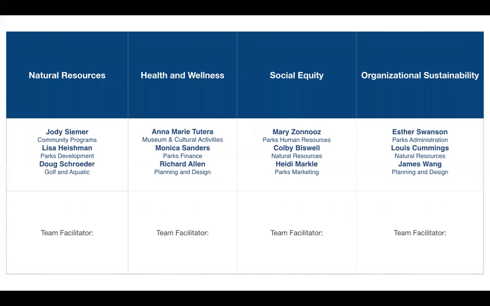Just a reminder of your 4 areas of results. We have natural resources, health and wellness, social equity, and organizational sustainability. These are the teams that have been assigned by super users and leadership. So we have 3 people per team. What we're going to ask that you all do is to determine a team facilitator.